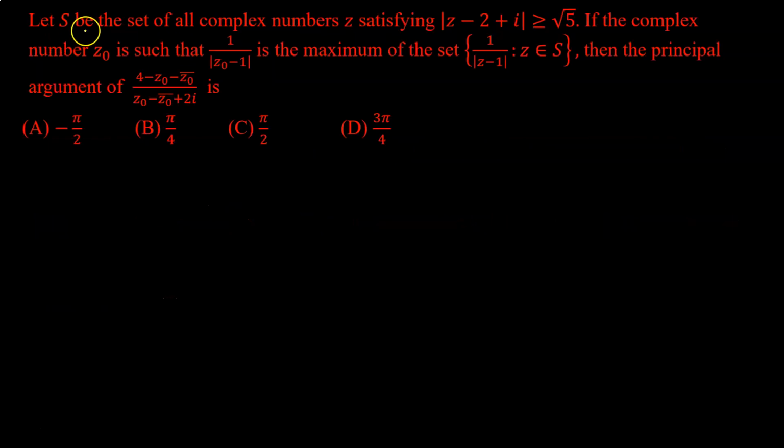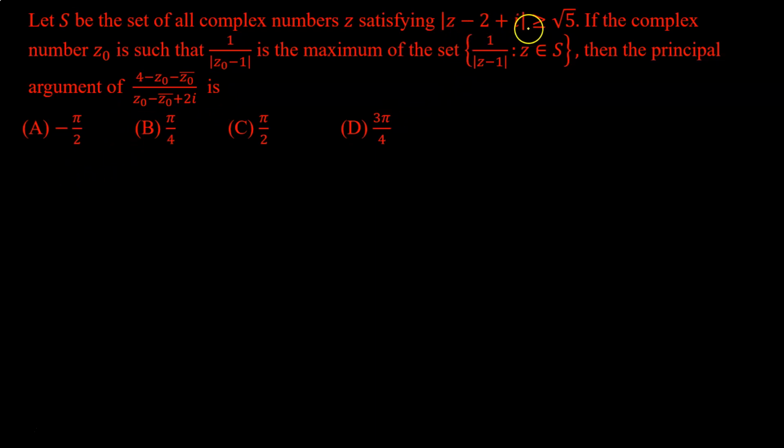Let us solve this question. Let S be the set of all complex numbers Z satisfying this condition. If the complex number Z0 is such that 1 by modulus of Z0 minus 1 is the maximum of this set, then the principal argument of this is dash. So let us look at the solution of this.